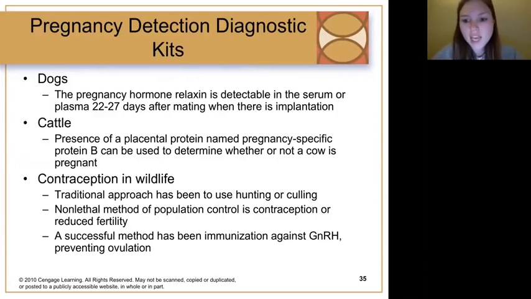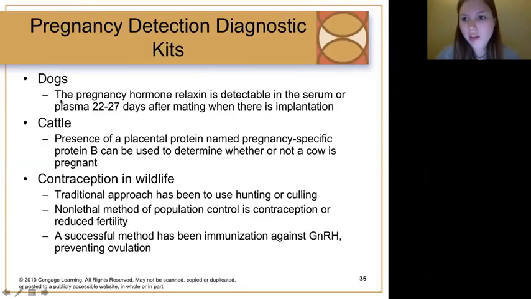Also, if you're doing AI, you can use ultrasounds to determine if you were successful. And then, of course, at the end of when that animal is supposed to give birth and they don't, then you know whether they were pregnant or not. But that's not always the best method. So if you can figure that out beforehand, then you can go ahead and rebreed that animal.